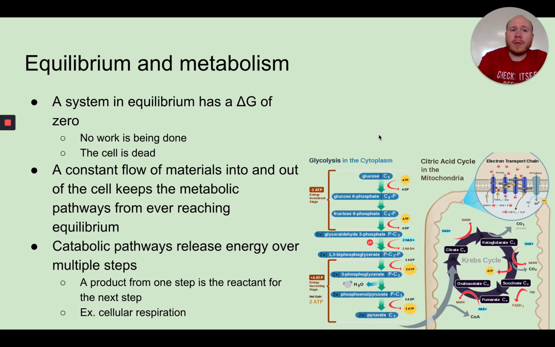So, equilibrium and metabolism. A system in equilibrium has a delta G of 0. No work is being done, and the cell is dead. So if your cell has a delta G of 0, it means nothing's happening and your cell has died.